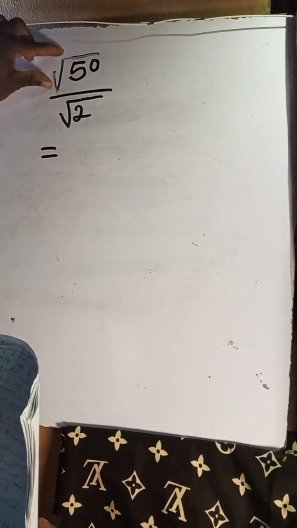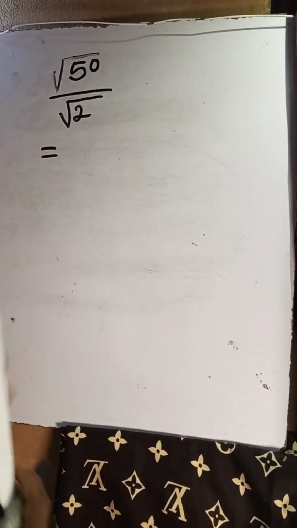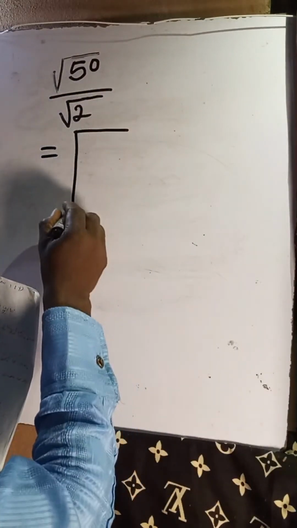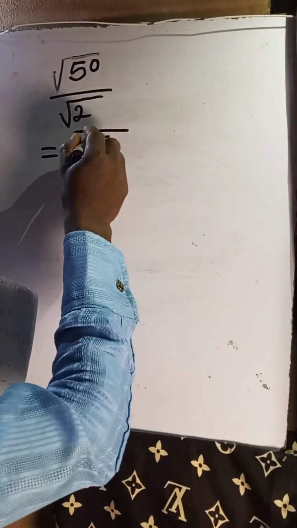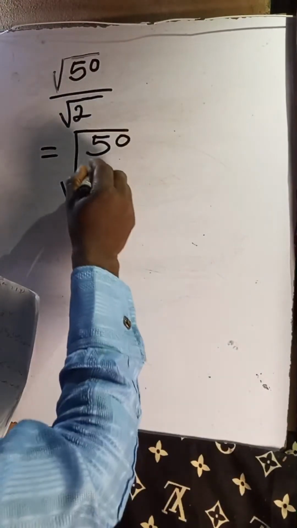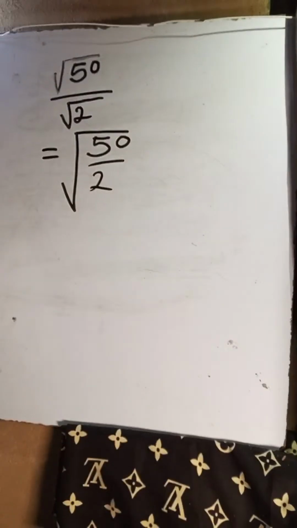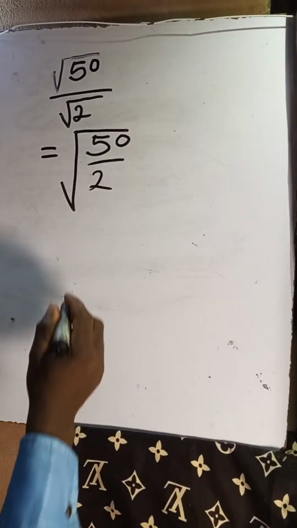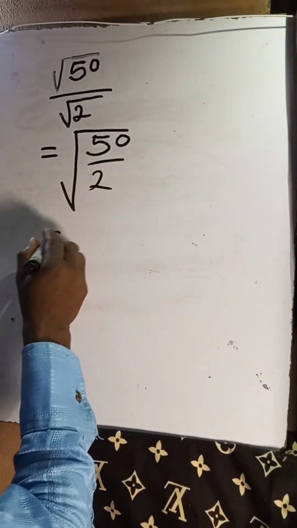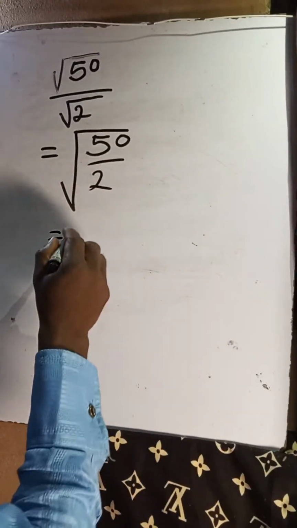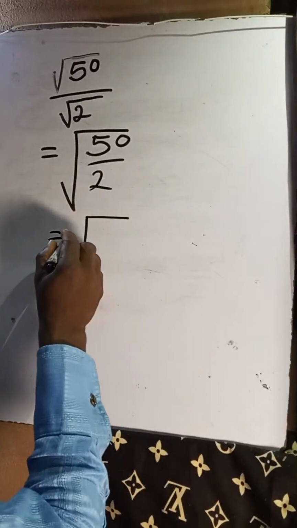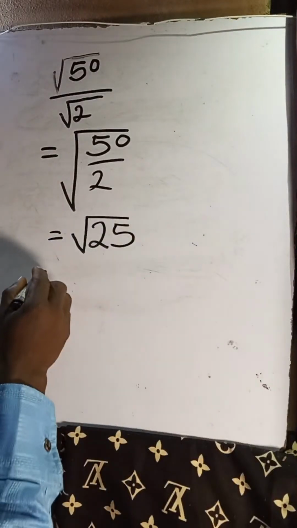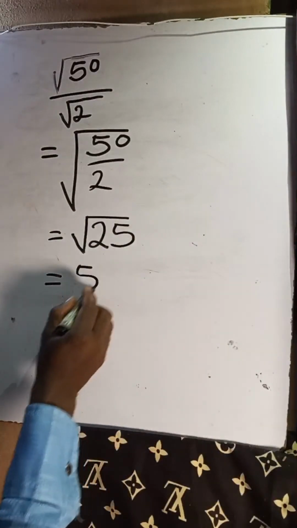So we are going to use the same root to cover the 2. This is what we are going to do. Look at what I'm going to do here now. I'm going to make the roots bigger and bring the 50 and the 2 to the same root. Look at what I have done. I have brought both of them together. So I now have 50 divided by 2, and that is the square root of 25. Then the answer is simply 5.